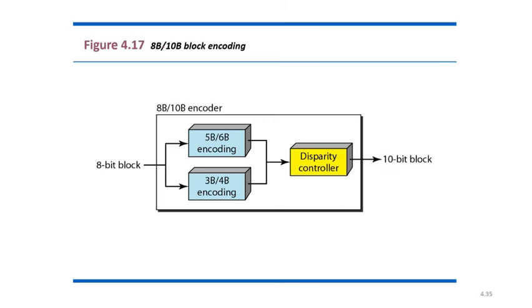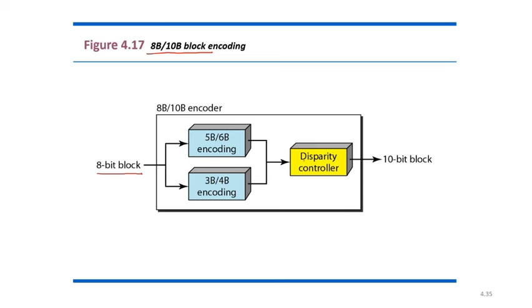So here it is, 8B/10B block encoding. Its meaning is that an 8-bit data stream or 8-bit block is going to be converted to a 10-bit block. So two extra bits are being used to encode here. The starting 5 bits can be encoded using 5-bit/6-bit encoding, and the next 3 bits will use 3-bit/4-bit encoding.